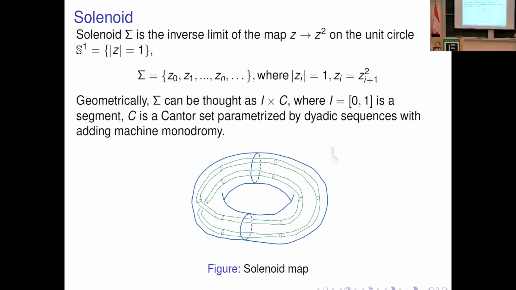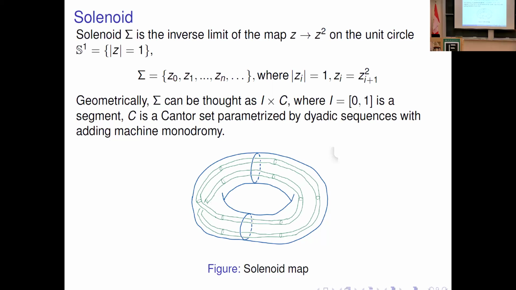So it is a segment times a Cantor set, and there is monodromy. This monodromy, you can think of the Cantor set as a sequence of zeros and ones, infinite in one direction. And you add one to this sequence the following way. Let's say the first element is 1, you have 1 plus 1. So the 1 goes to the next place. This is called the adding machine.